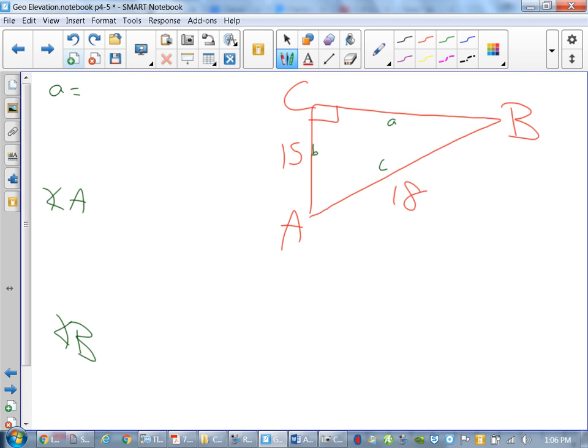How do we find the side length given 2? A squared plus B squared equals C squared. Use your tag right there. Very good. So little a squared plus 15 squared is 18 squared. You guys have a calculator.